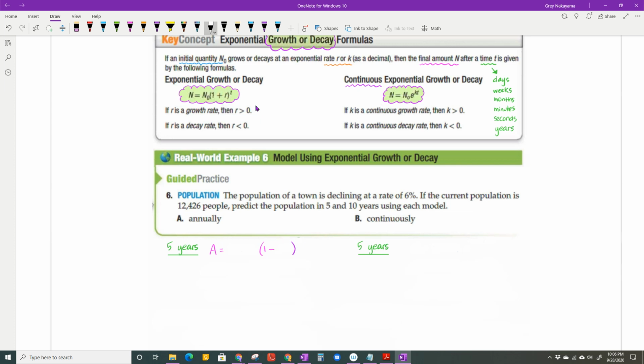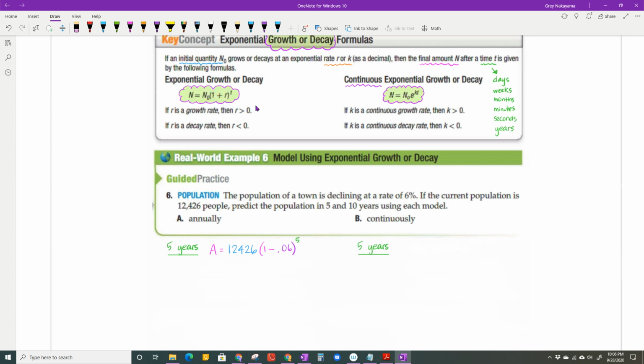And what have I done? I used A instead of N. I know y'all can handle that. N sub 0 is my initial amount, which is 12,426 people. My rate is 6%, which is 0.06. But the key here, y'all, is that it's minus because it's declining. And my time, in this case, is 5 years. So that's going to be a 5 up there.